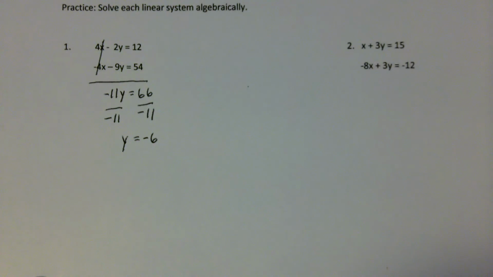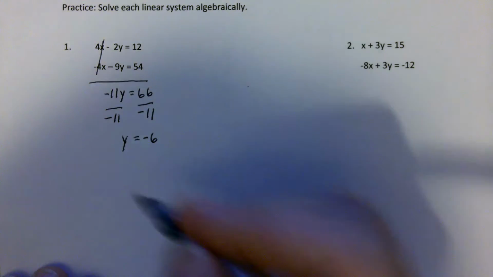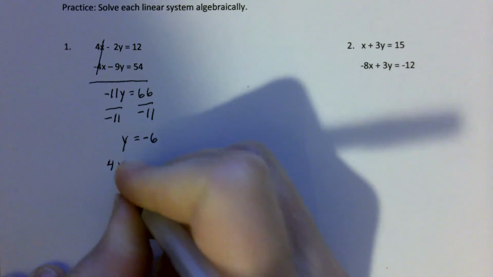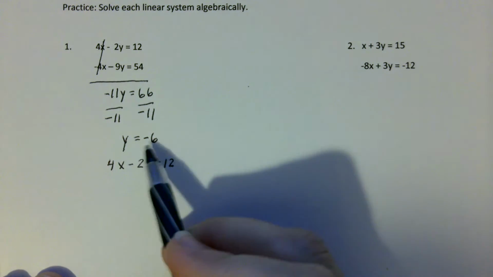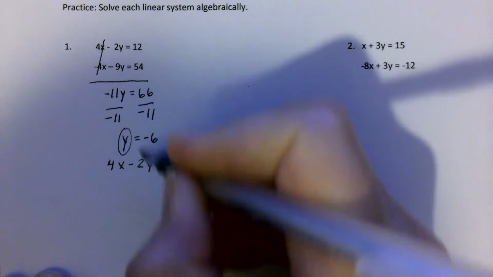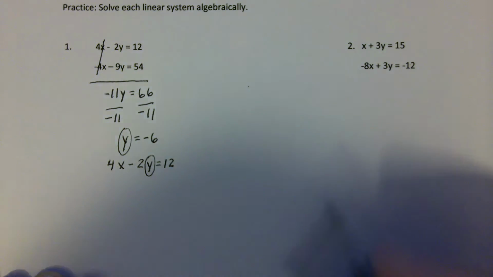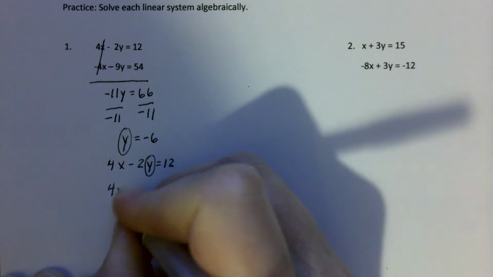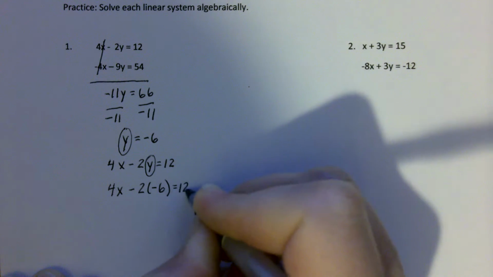So we've found the answer for one of the variables. Now we need to find the answer for the other variable, x. So I get to pick my favorite equation. I'm just going to pick the one on top. I'll rewrite that: 4x minus 2y equals 12. And now that I know y equals negative 6, wherever I see y in this equation, I'm going to replace it with its value, negative 6. So I rewrite this: 4x minus 2 times negative 6 equals 12.